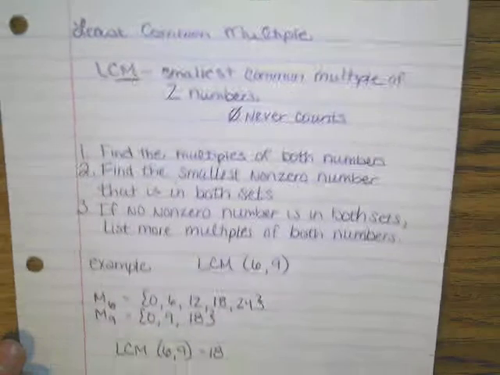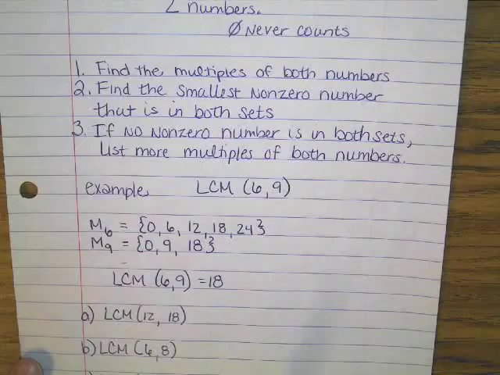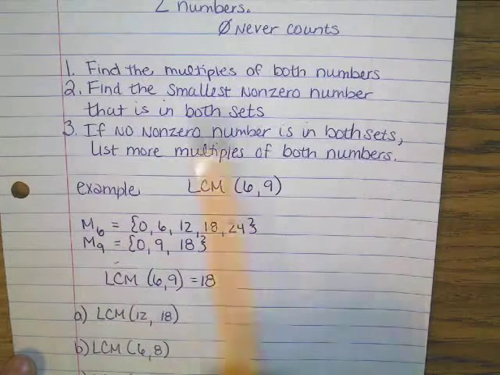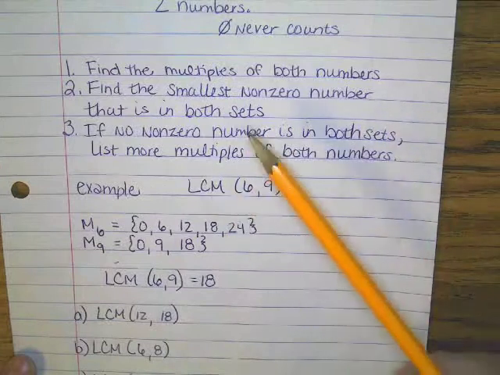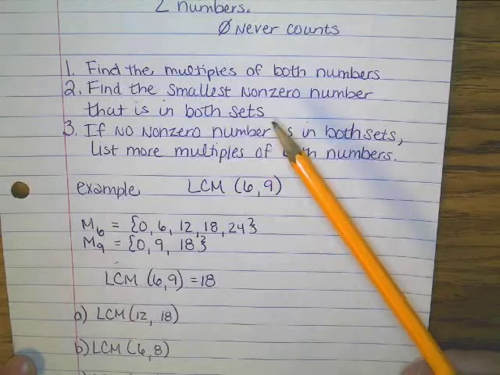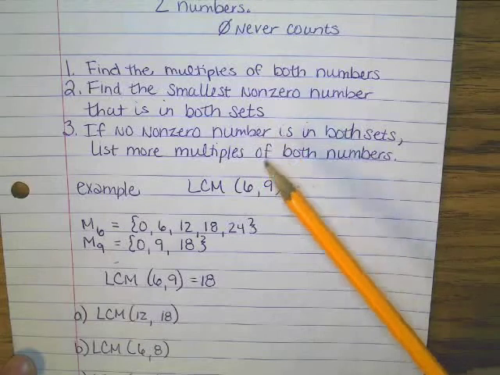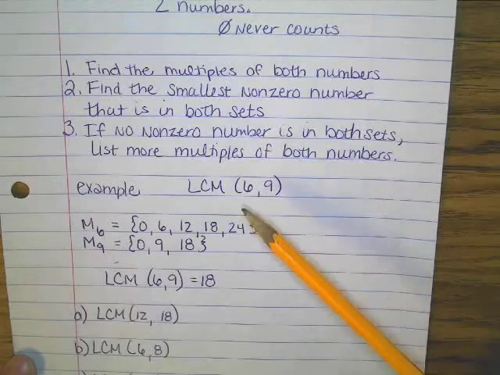Okay? So here's the example. What we do is find the multiples of both numbers. Then we list the multiples that they both have. And then we find the one that's the smallest.